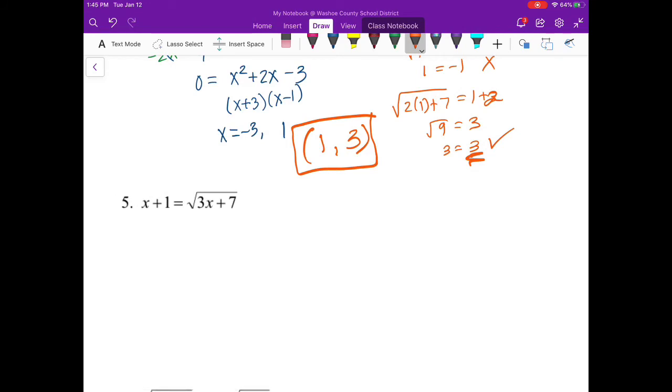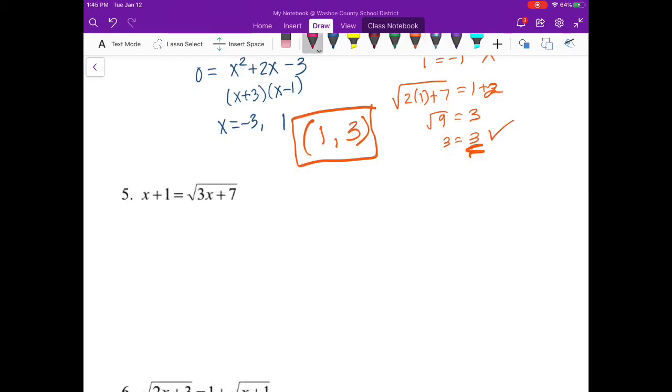All right, same idea for number 5. Go ahead and pause the video now and try it on your own. See if you can figure out the point of intersection between the two. All right, hopefully you tried this one out.